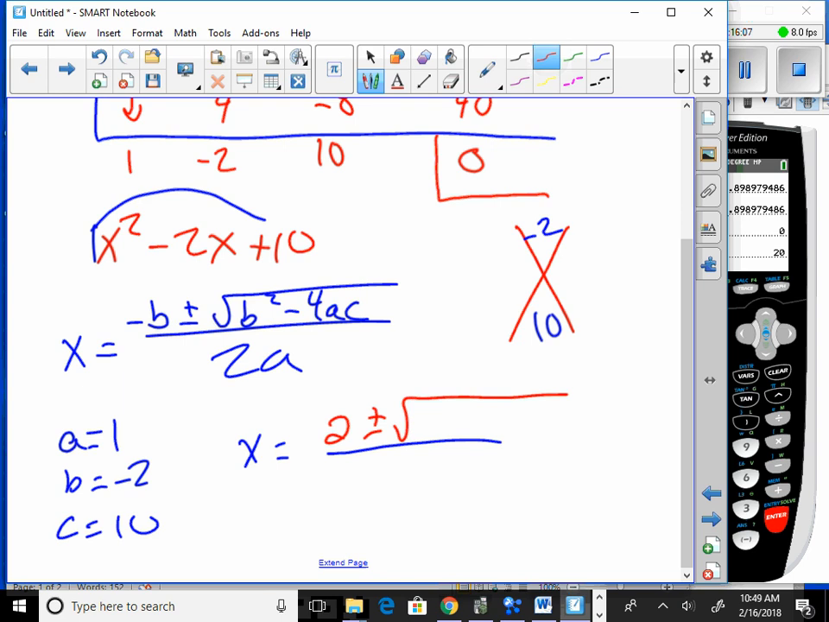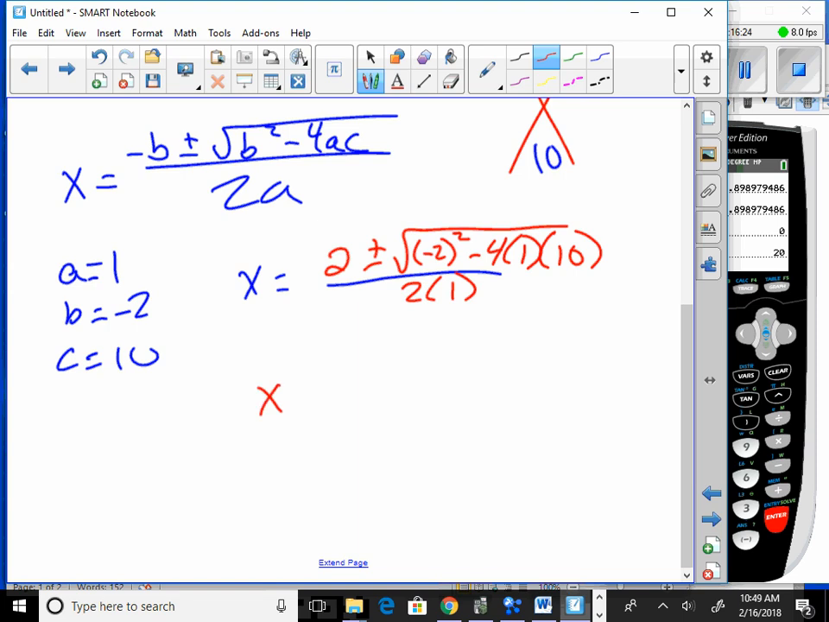Now the b that's under the root, you have to square it. So I'm going to take my b, which was negative 2, and put it in parentheses, and then put the square outside of the parentheses. Minus 4 times the a, which was 1, times the c, which was 10, all over 2 times the a, which was 1. So I'll get x equals 2 plus or minus something under the root, and then 2 times 1 is 2.